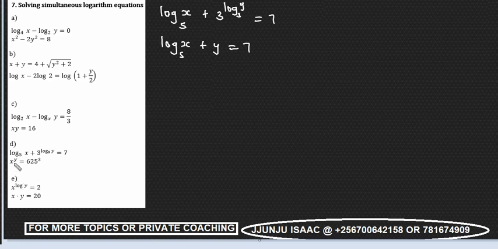Now let us see the second one. We have xy equal to 600, 205.